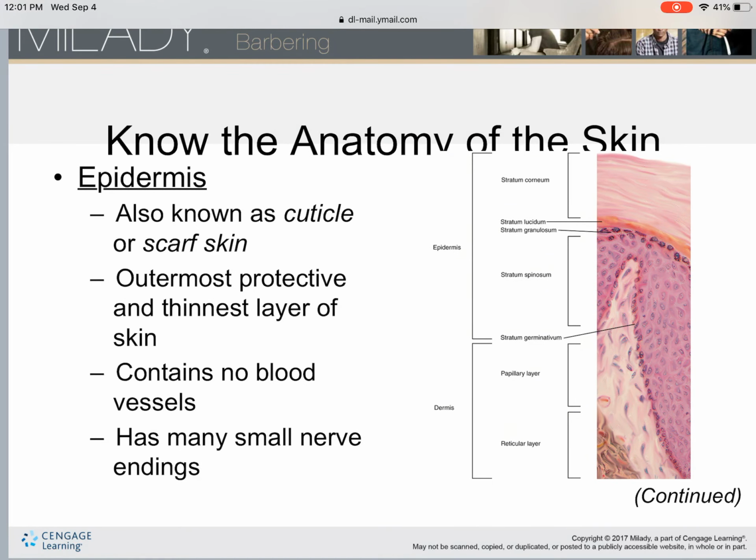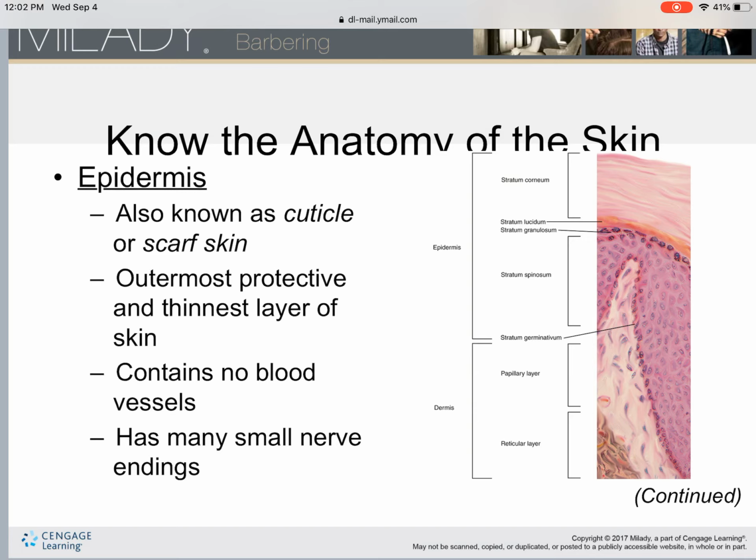The anatomy of the skin. Before we go into that, we want to talk about different appendages of the skin. An appendage, like an appendix in a book, is something that you add on. Some of the appendages of the skin are your hair, nails, sweat glands, and oil glands. Now, your skin is divided into two main layers. It's your epidermis, then it is your dermis.